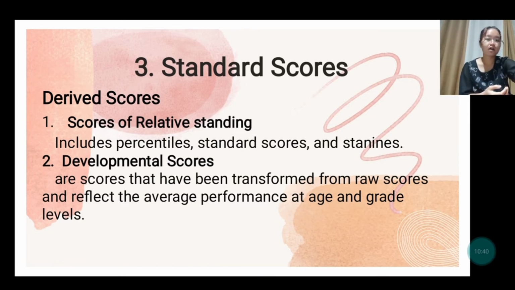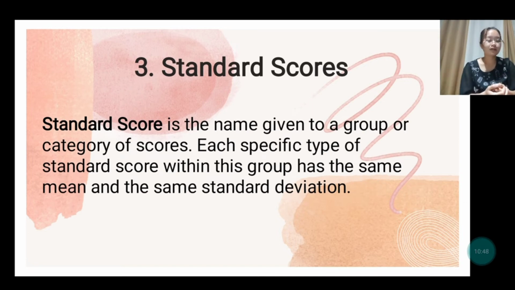These are the types of derived scores. But what do we mean by standard scores? Standard score is the name given to a group or category of scores, and each specific type of standard score within this group has the same mean and the same standard deviation. To further learn about standard scores, my partner Kent Sajulga will discuss the different categories of scores in the standard scores.